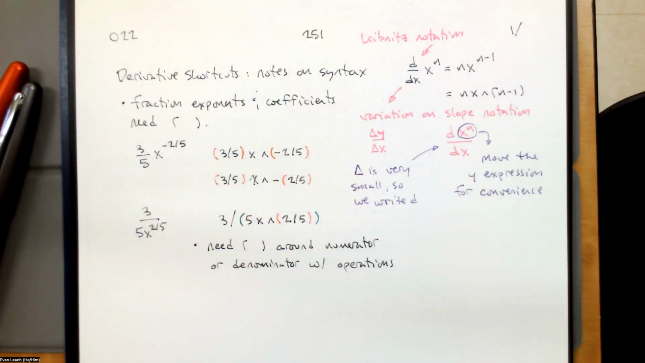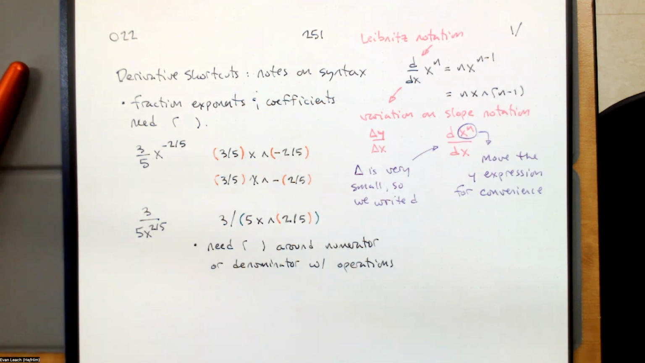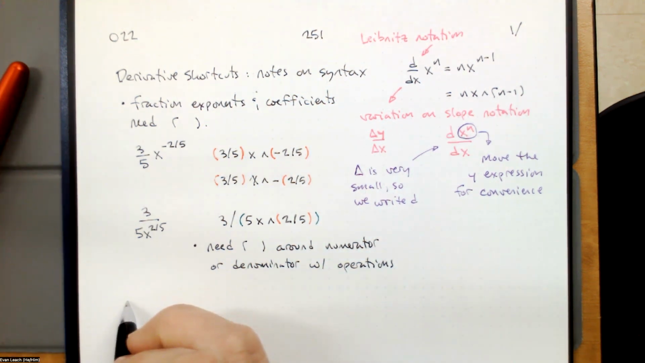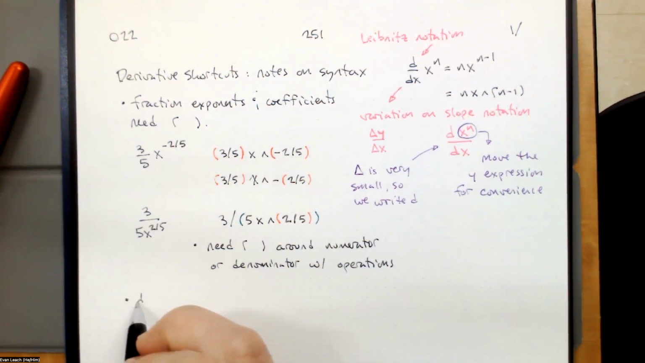Let's see. Some places that we can avoid parentheses: if our exponent or numerator or denominator doesn't contain an operation, then we don't need parentheses. Parentheses are really specifically to call out additional operations. So we don't need parentheses if there's no operation.